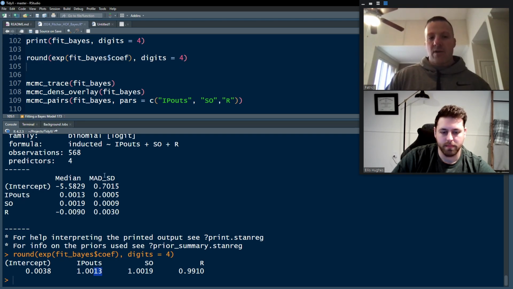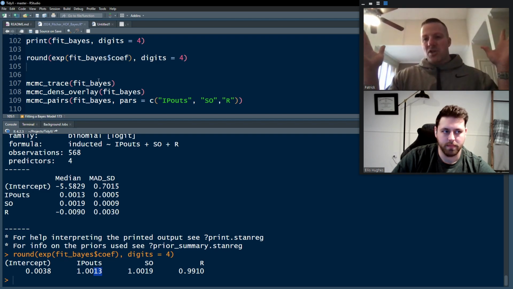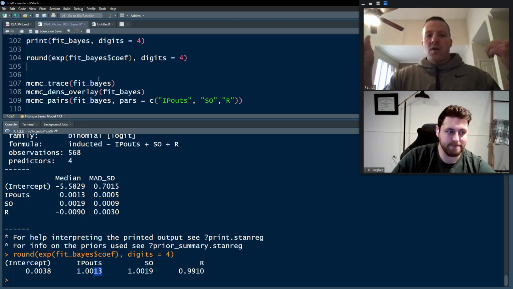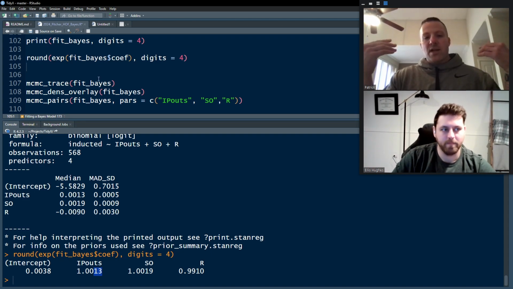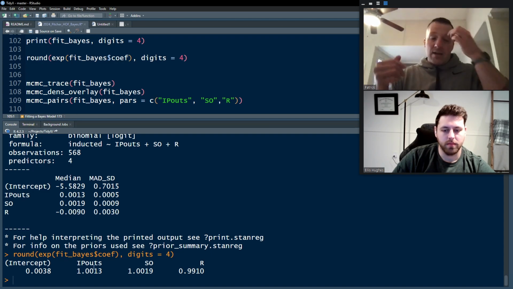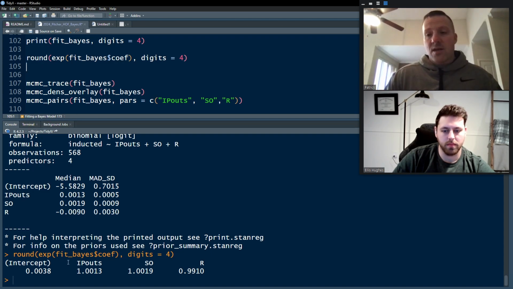So it's a very small amount because innings pitched is going to be in the hundreds over a season and then over a career. So if we wanted to interpret it, we could do 1.0013 raised to, let's say, 100 or something like that. And that would tell us the relative odds of making the Hall of Fame go up for every 100 innings pitched. Yeah, just wanted to touch on that real quick.